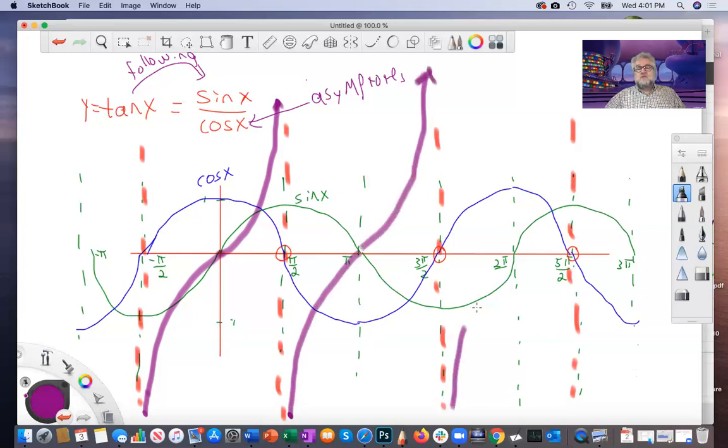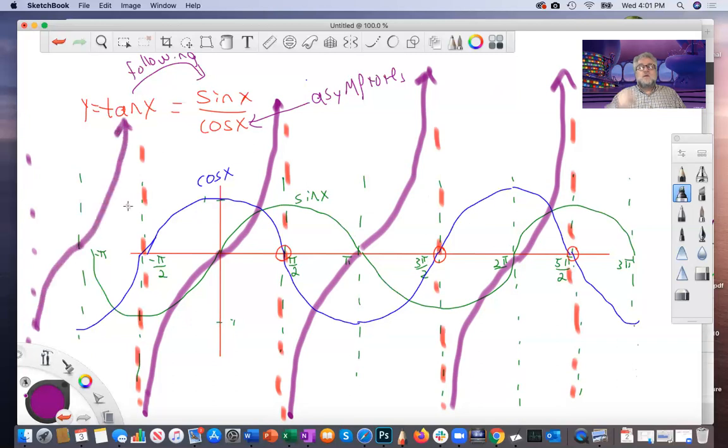And likewise, this one's going to do the same. And over here, if we had another asymptote, it would be the same thing. So that purple graph is the tangent. You can confirm this by graphing tangent on Symbolab, and you'll see the same thing. You can look up graph of tangent x online, and you'll find the same thing as well.